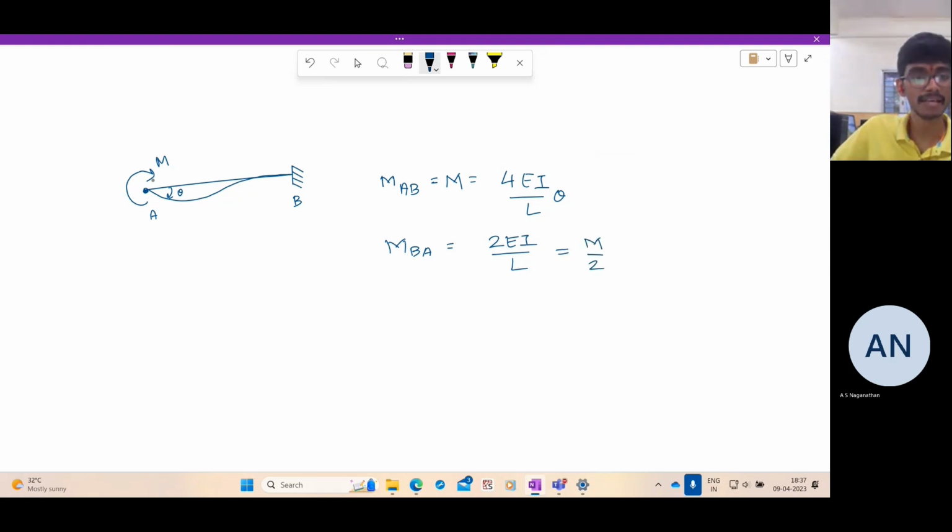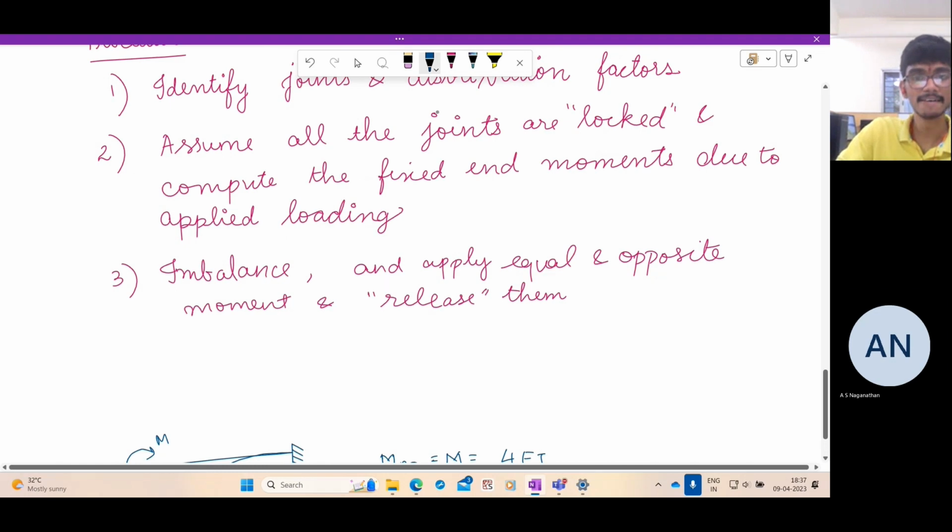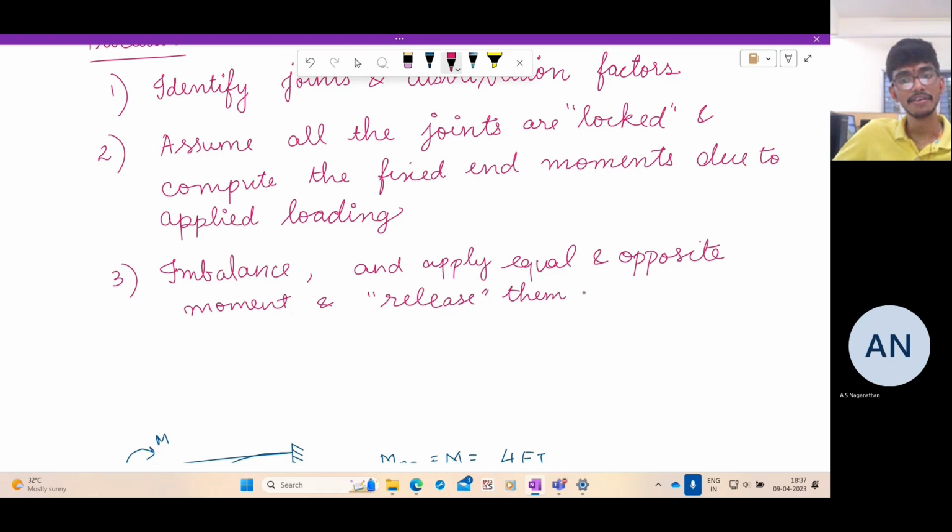So if you apply an M here and the joint rotates, since the beam is deforming, it generates stresses and strains everywhere, and that transmits a moment of M by 2 to the other support. So when the beam is released, when it is not locked, it transmits a moment of M by 2 to the fixed far end. So if we release the rotational restraint, you have to carry over M by 2.